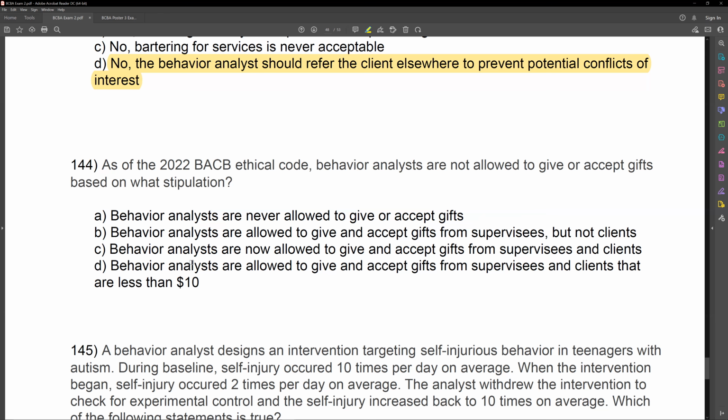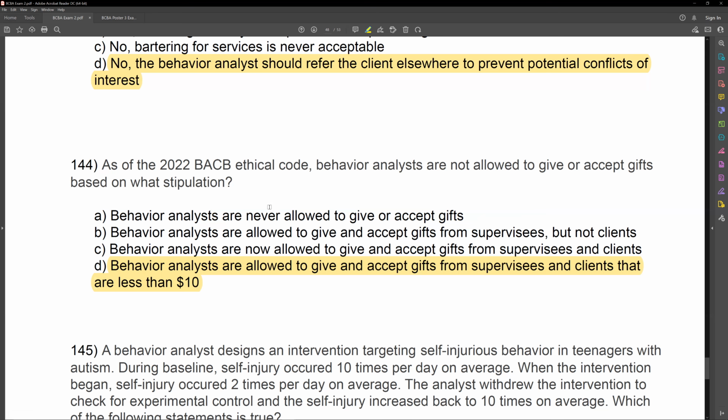If we look at D, behavior analysts are allowed to give and accept gifts from supervisees and clients that are less than $10. Now, D doesn't show the whole picture, right? It's supposed to be gifts that are less than $10 in monetary value on an infrequent basis. But given our answer choices, D is going to be the best answer.